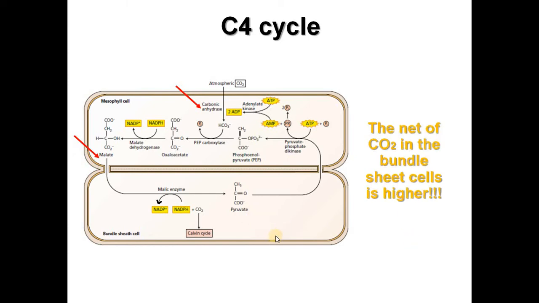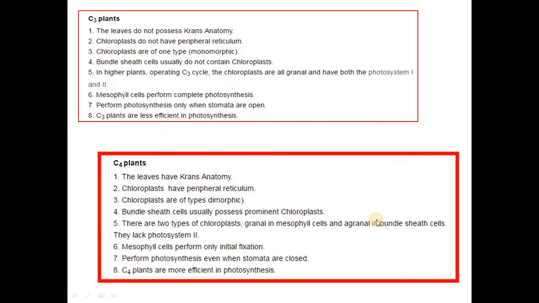So what is going to happen is that you will have a very high CO2 concentration in the bundle sheath cells. And yes, there's some additional energy that's being spent, but it's worth it because then these plants don't produce glycolate, which is dangerous. These are some of the differences between C3 and C4 plants.